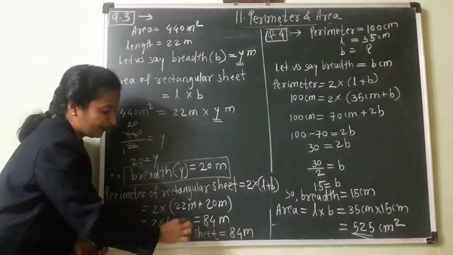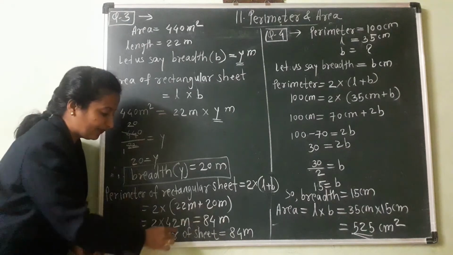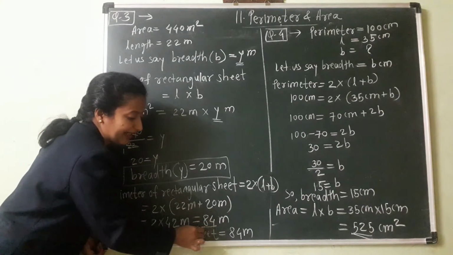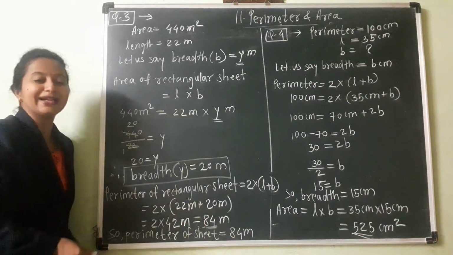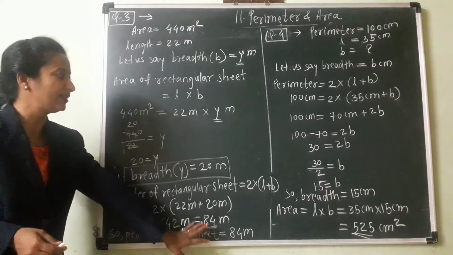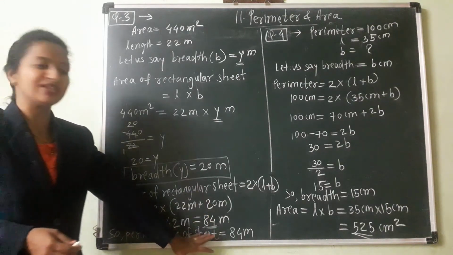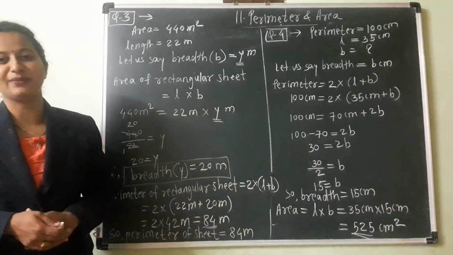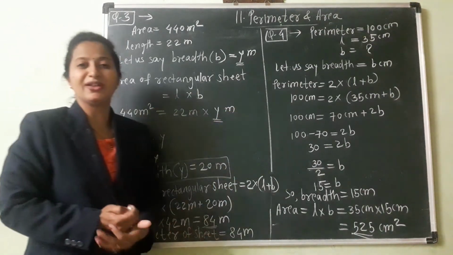Now solve the bracket first. 22 plus 20 will be 42 here. Then multiply by this 2. So you will get the final answer as 84 meter. That means the perimeter of that rectangular sheet will be 84 meter. This is the answer for question number 3. Now we will see question number 4.